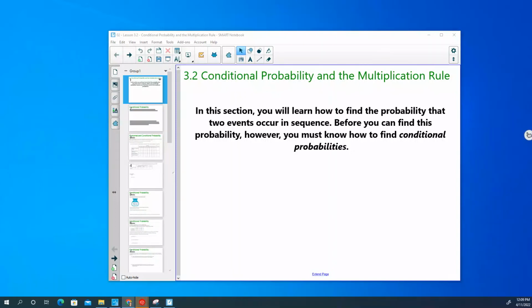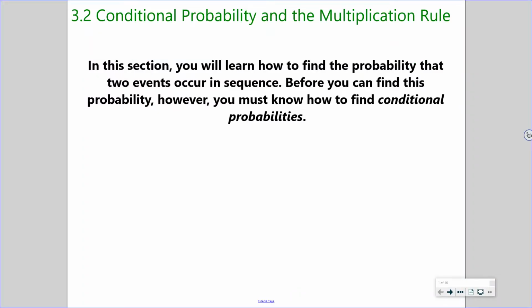All right, this is day 1. We're just going to do a little bit of notes today. 3.2. Two big ideas in this lesson. Something called conditional probabilities. That's what we'll talk about today. And then independent and dependent events. And then something called the multiplication rule.